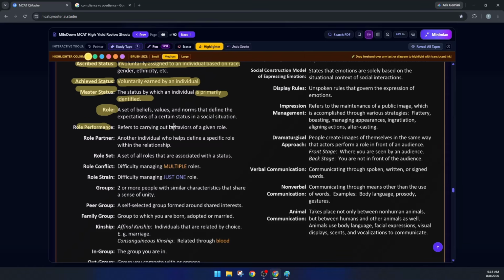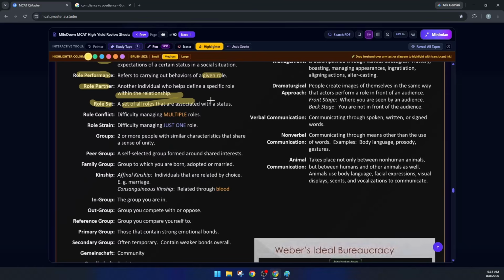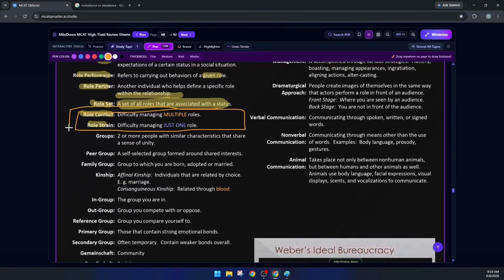Role performance refers to carrying out behaviors of that given role. Role partner is an individual who helps define a specific role within the relationship. Role set is a set of roles that are associated with a status. Role conflict and role strain. These two are really high yield too. I'm going to highlight it so that you pay attention.